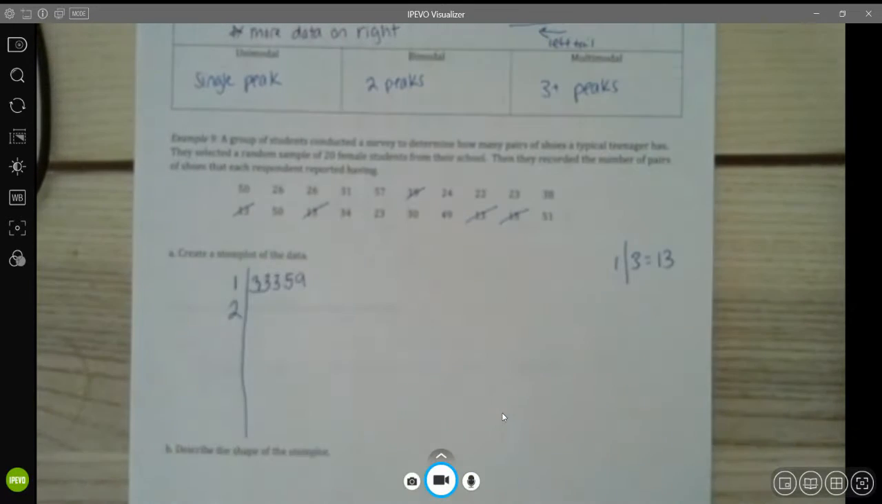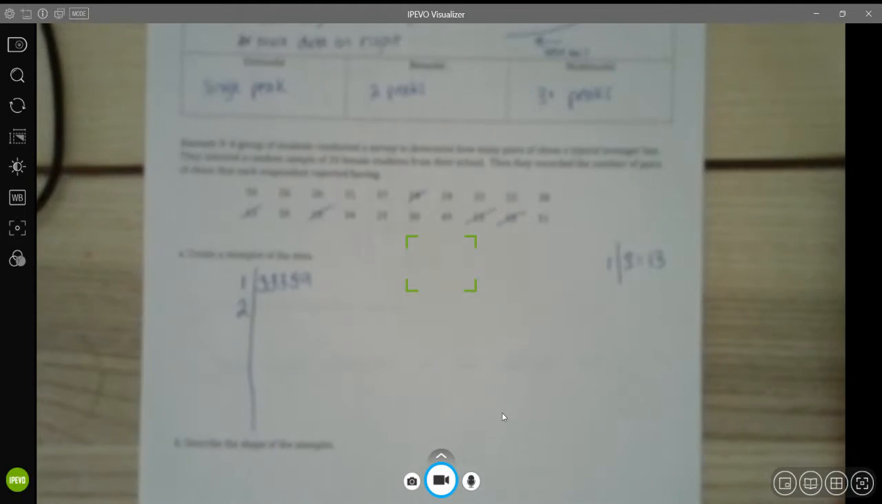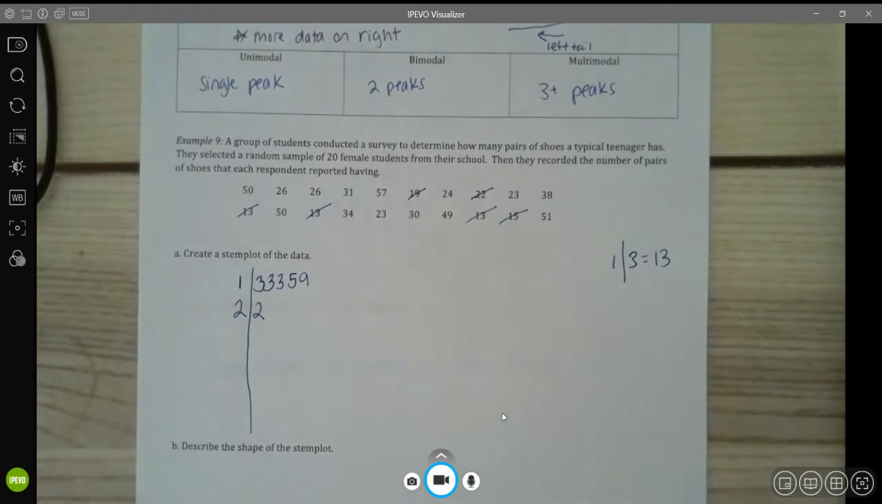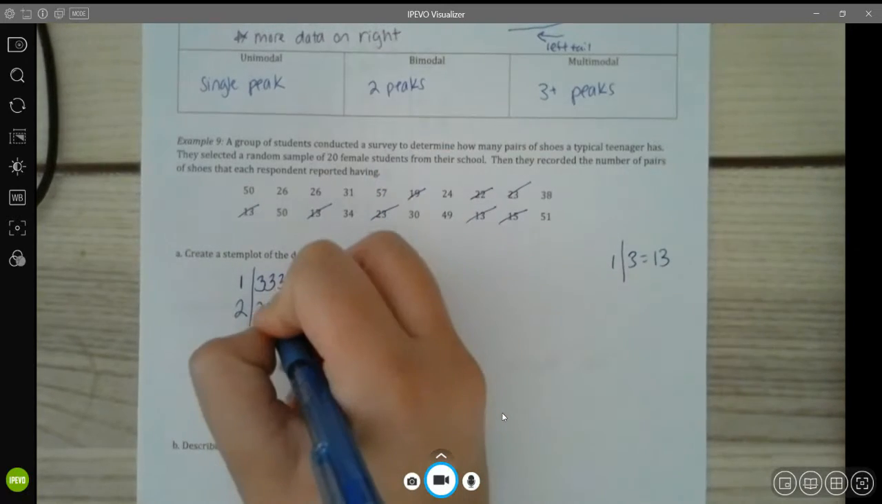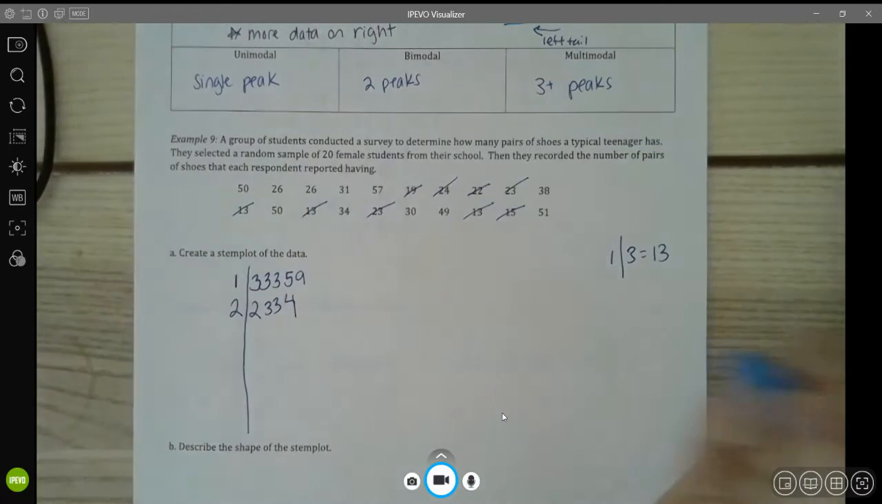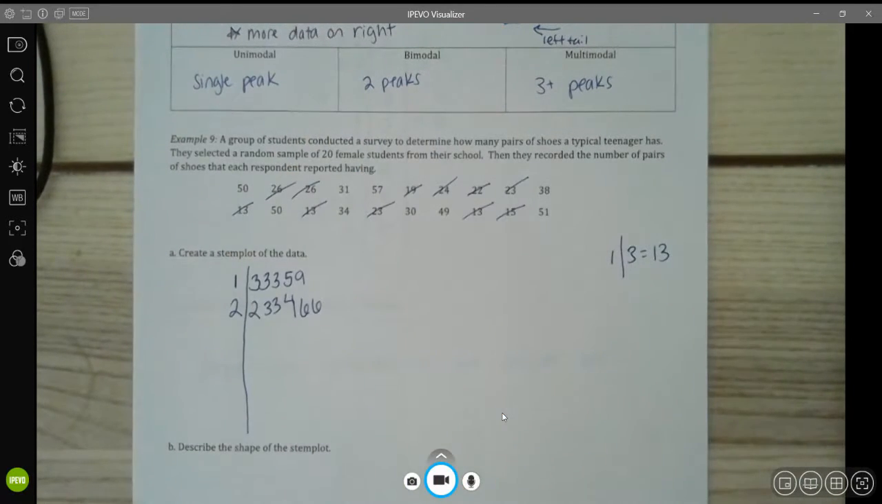Now I'm going to move into the 20s, so I'll make a new stem, the 2. Let's find all of our leaves that have a stem of 2. The lowest one is 22. I cross it off as I go, that way I don't double count it. There are two 23s, a 24, and two 26s, so we'll put two 6s on there. Okay, done with the 20s.